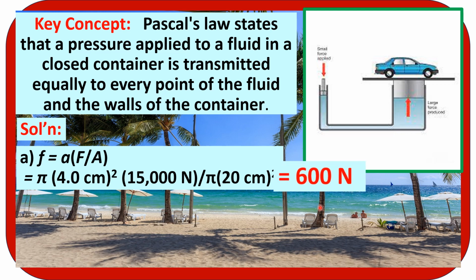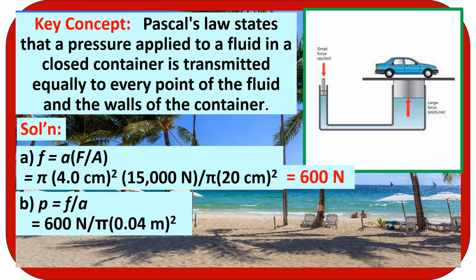So for question letter B, which is asking for the amount of the pressure that is exerted on the hydraulic liquid, that is represented by the letter small p, which stands for pressure. We just divide the amount of force that is exerted on the small piston, the value for small letter f, which is 600 newtons, by the area of the small piston, that is pi multiplied by the square of the radius, which is expressed already in meters.